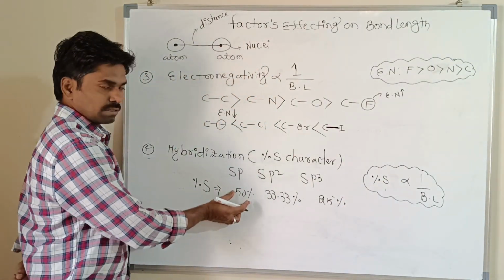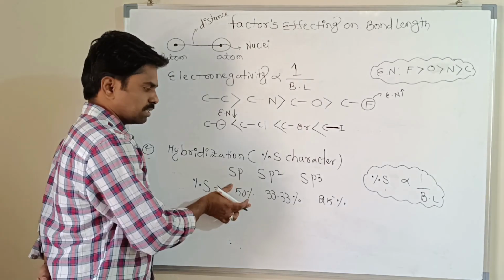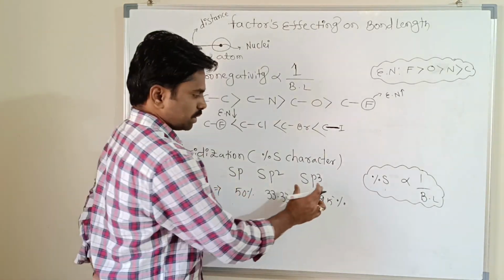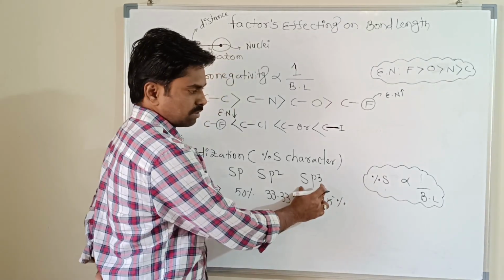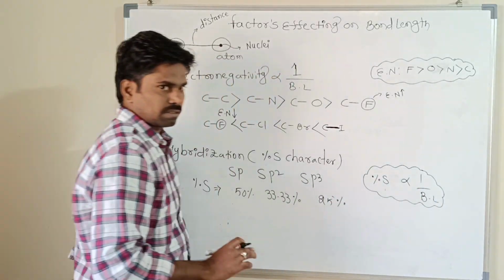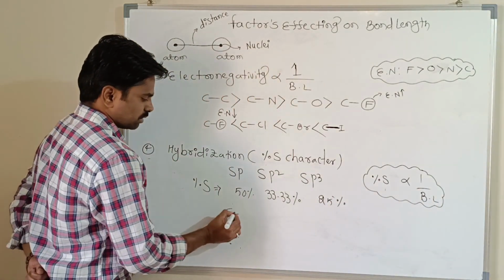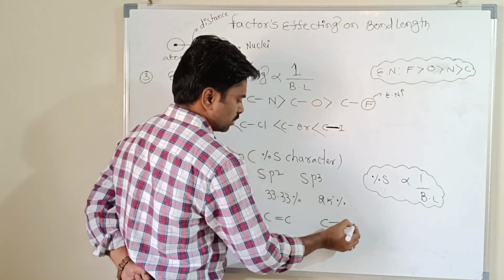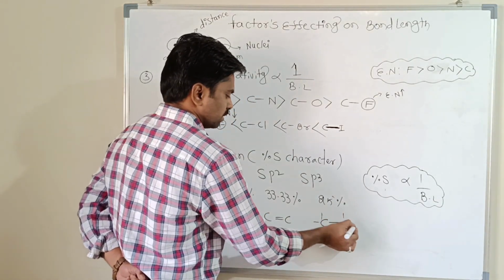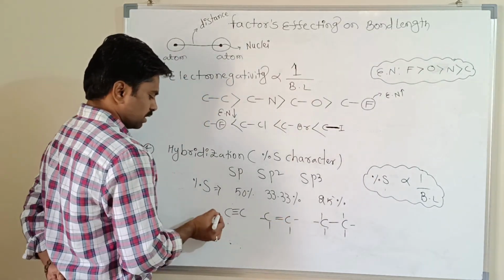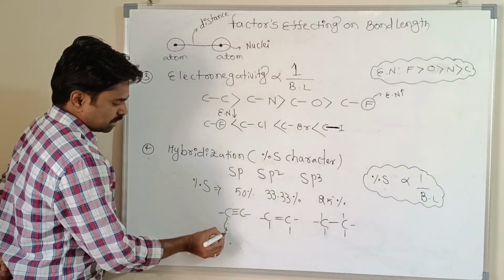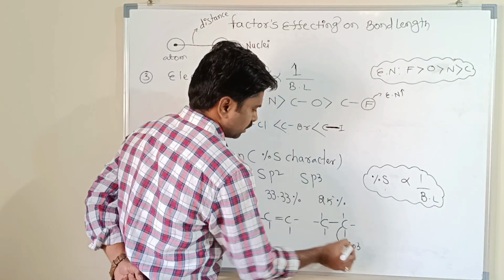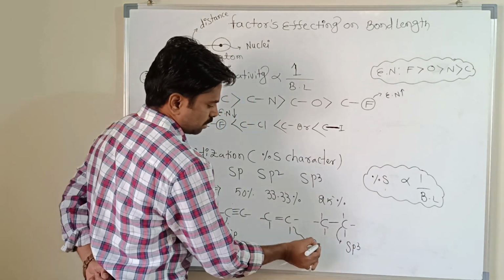So with an excess of S percentage, the bond length of that hybridized element is smaller, compared to sp3, where the bond length is in excess. Okay, so come to the question: C triple bond C, C double bond C, C single bond C. Here the hybridization of that carbon is sp, this carbon is sp3, and this carbon is sp2.